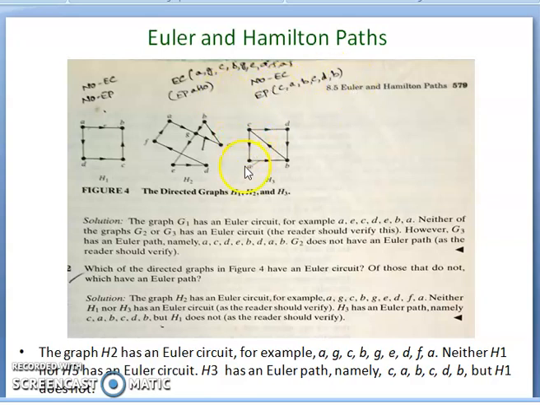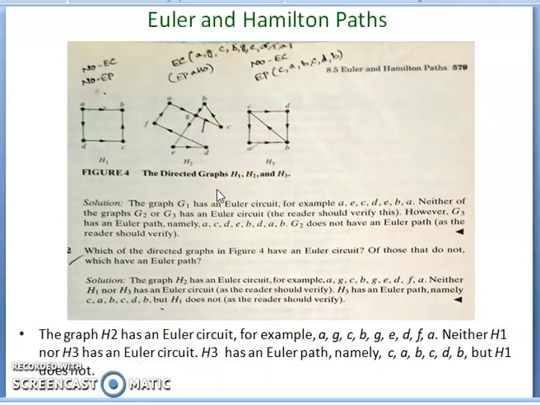An Euler path exists. See, C to A and A to B, from B to C, C to D and D to B. This is an Euler path. You visited the path from C to B, visiting all the edges without repetition. Hence, this is the Euler path. This is an Euler path, but not an Euler circuit, right? This is for directed graphs.